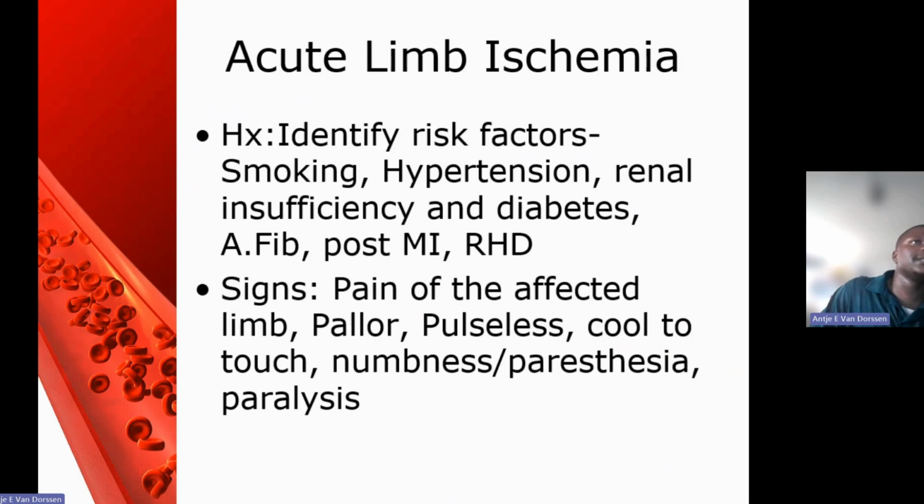So the signs is basically just the repetition of those 6 Ps: the pain on the affected limb, pallor, pulselessness, cold to touch, paresthesia, and paralysis.